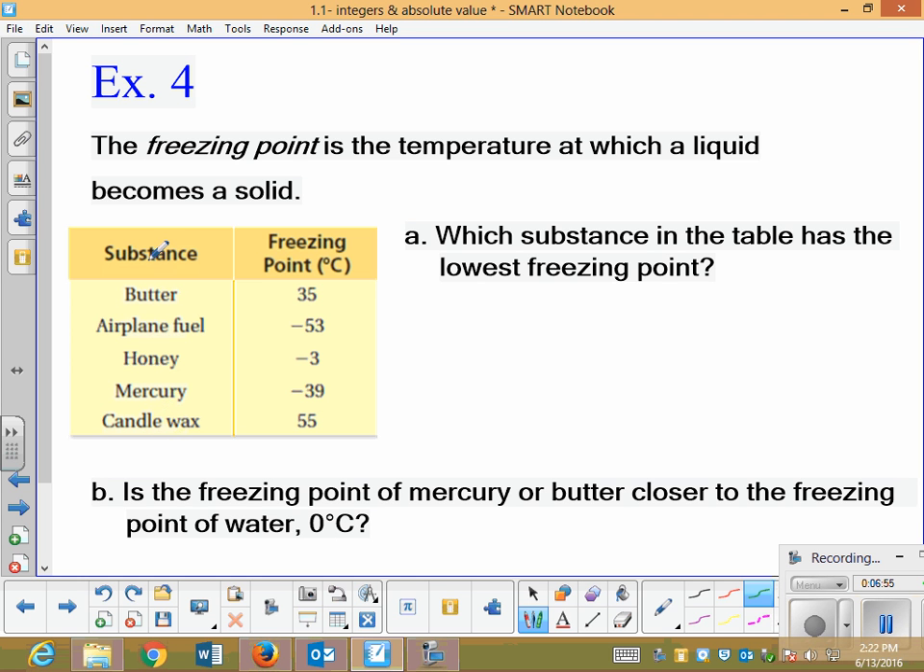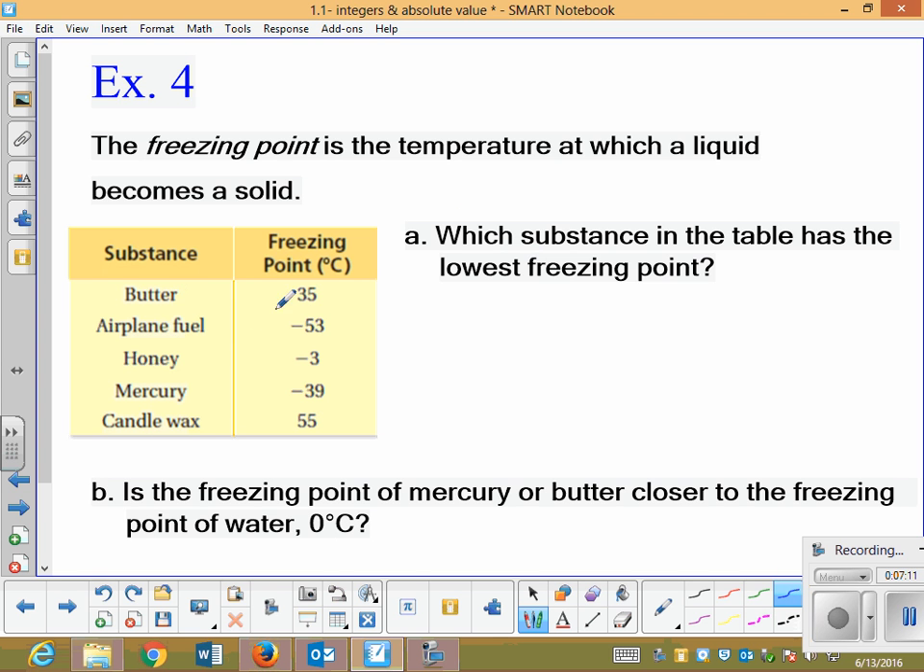All of these substances could be turned from liquid to a solid or from a solid to a liquid. Now, they want to know for question A, there's 2 questions you're going to have to answer, so make sure you write this down and try to answer it with me. It says, which substance in the table has the lowest freezing point?